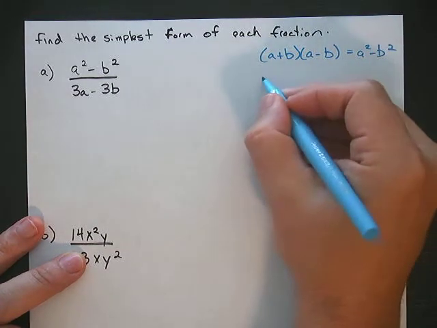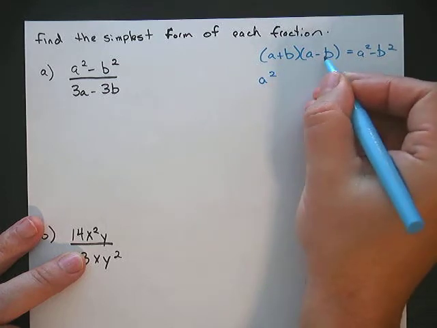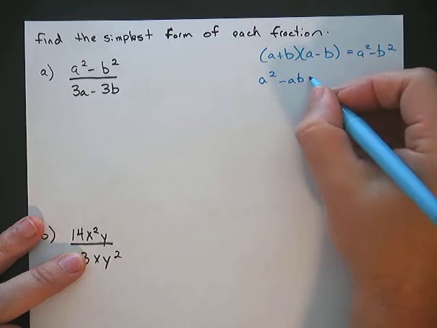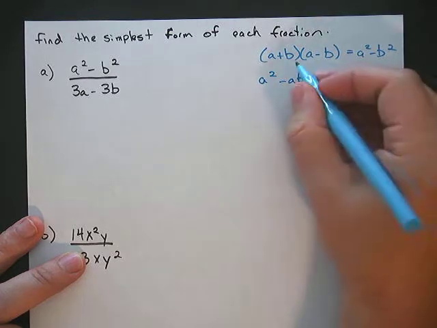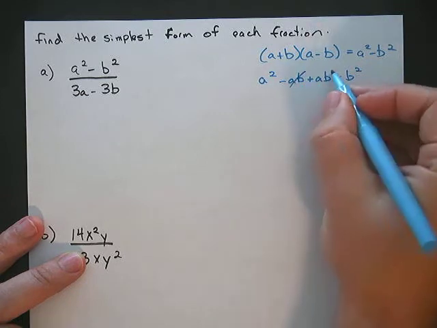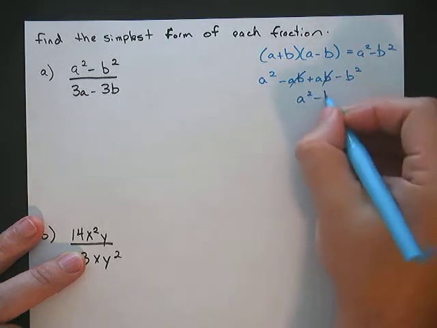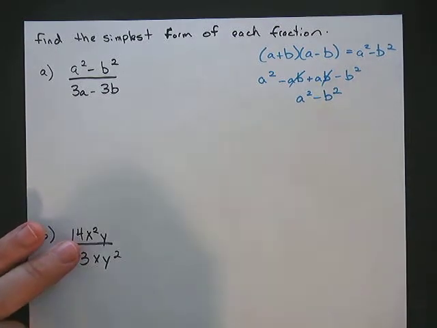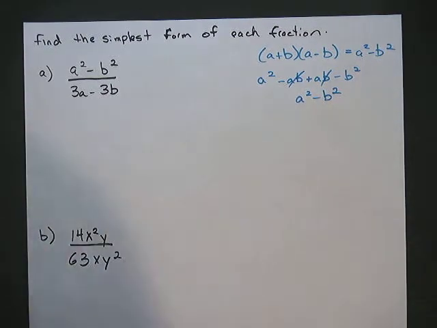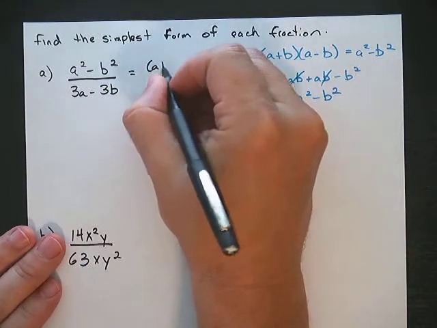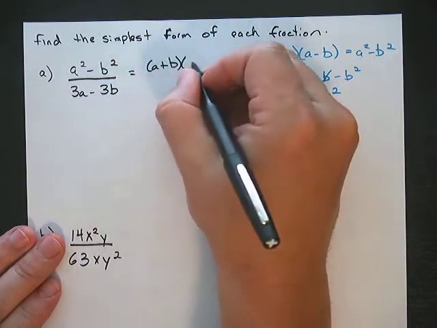So a times a is a squared. A times negative b is negative ab. B times a is positive ab. And then b times negative b is negative b squared. And you'll notice that the two middle terms cancel to give you a squared minus b squared. And thus you have a difference of squares formula. So we're going to use that to write the numerator as a plus b and a minus b.